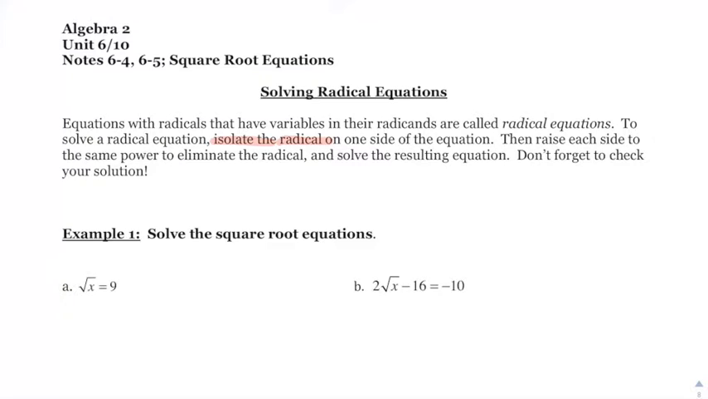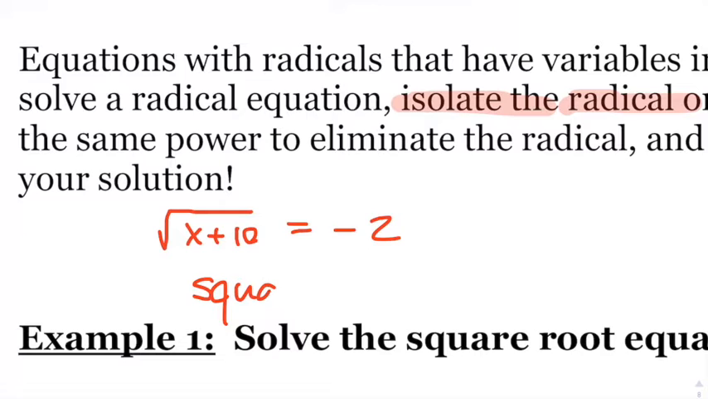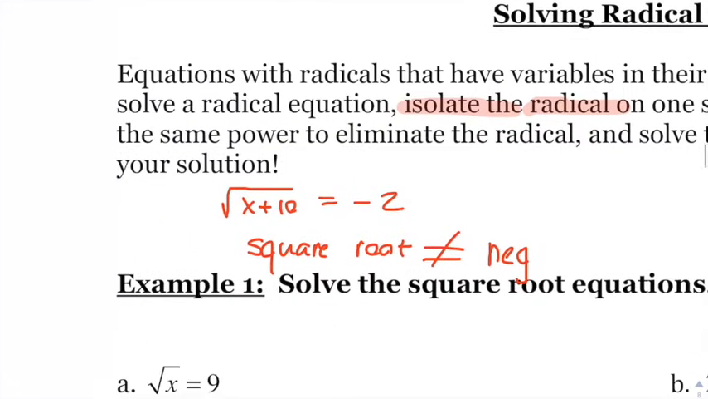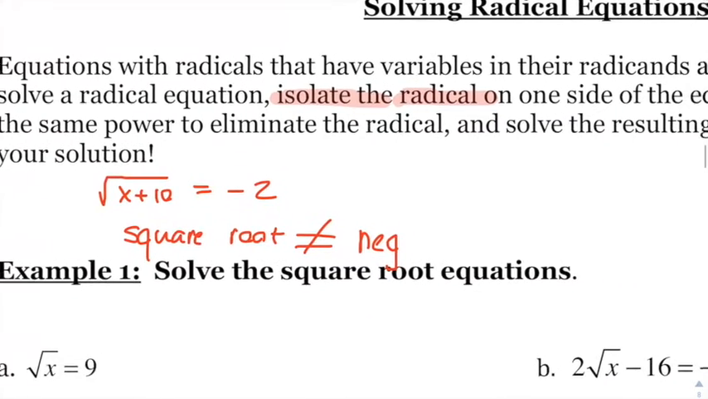Now, a couple of things mess up the solutions. If you ever have the square root of something, let's say x plus 10 equals, I don't know, a negative number or something like that, a square root can never equal a negative number. You will never square root anything and ever get a negative number. So right then and there, if you see that, that's going to mess up solutions.